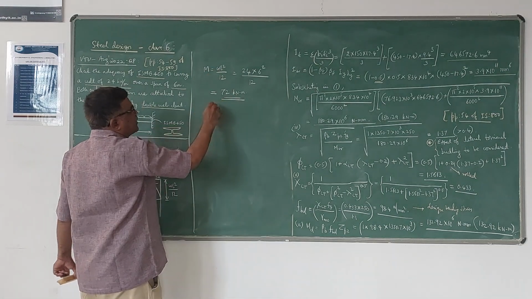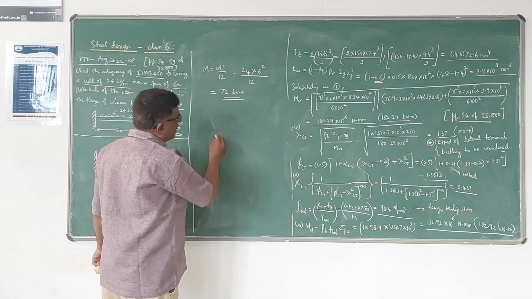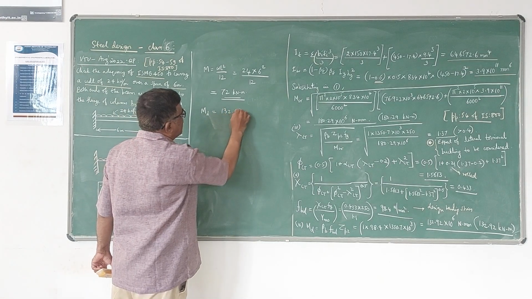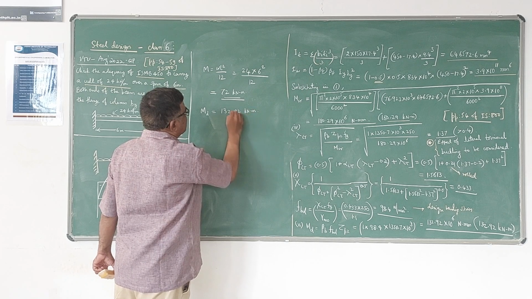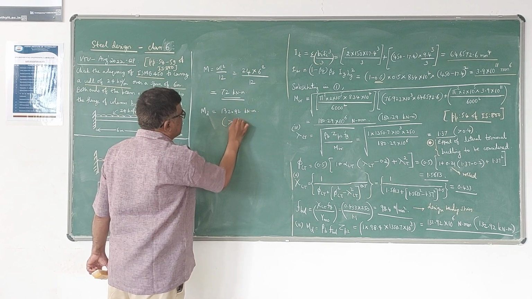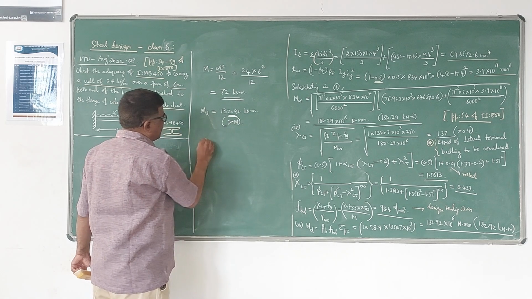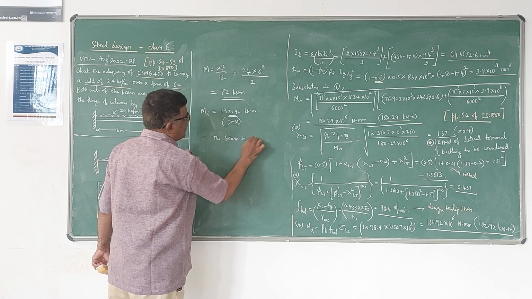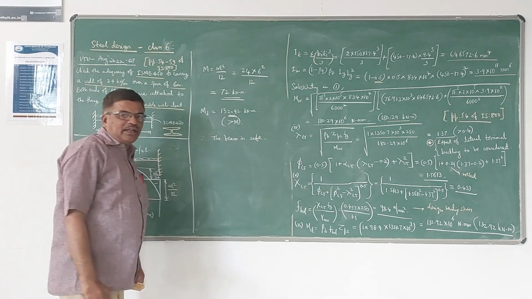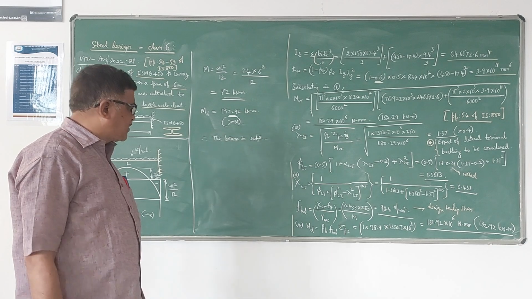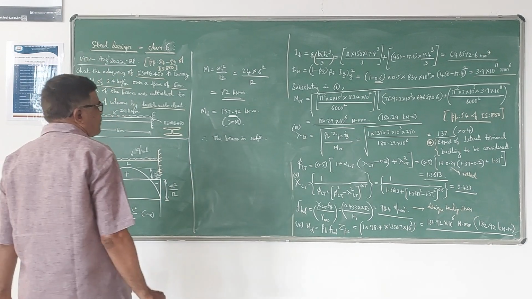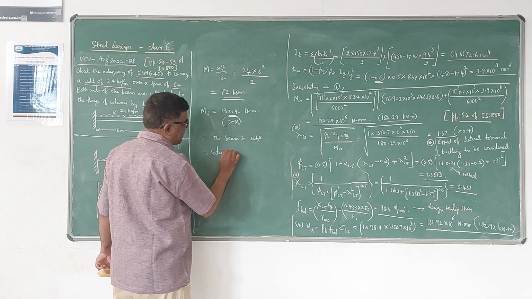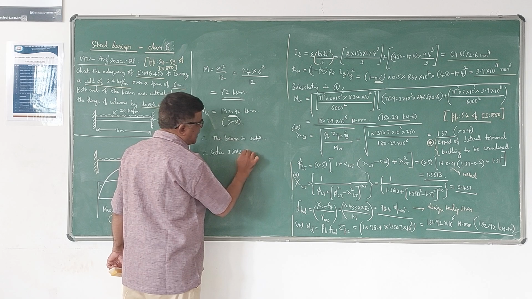Now here you have to compare this M value with the MD value. The MD value we got here is 132.92 kilonewton meter. So definitely this is greater than M. So what you can say finally: the design bending strength is greater than the maximum bending moment. Therefore the beam is safe, or we can say the section, that is ISMB 450, is adequate.